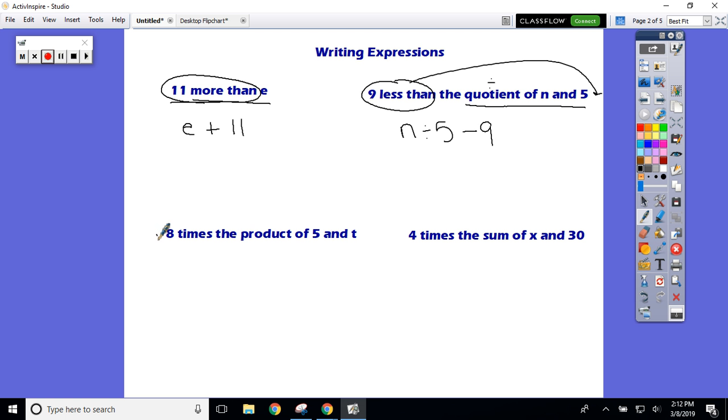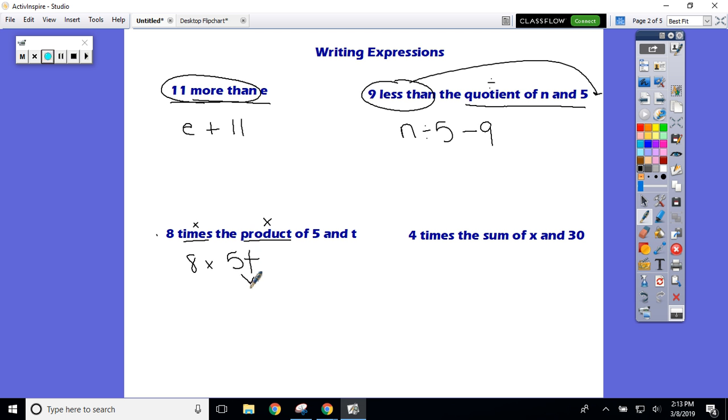On to our next expression, we have 8 times the product of 5 and t. So we know that 8 times means to multiply. Product is another vocabulary word we looked at that also means to multiply. So we're just going to go straight through reading this expression. We have 8 times the product of 5 and t.